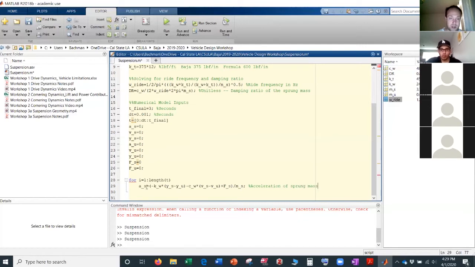And what we want to do is solve for this at every moment in time, right? So we need to say, okay, these are vectors, and they are going to change with time. We're going to start with the first time value, and then we're going to step forward in time.